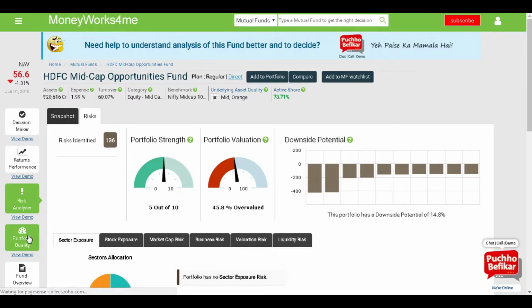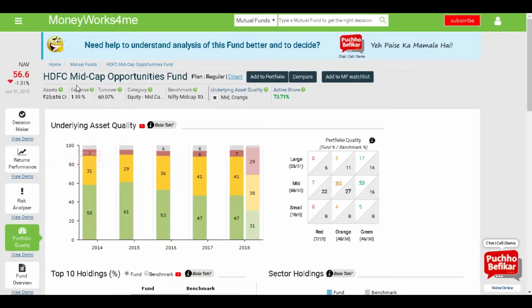Coming to portfolio quality, another important page to check the fund on. On this page, you can see the underlying asset quality over the years, and you can see the composition of stocks in terms of green, orange and red, and compare it with the index. Obviously the index has got a lot more red stocks than the fund. On the right hand side, you'll see the cap versus quality matrix, which tells us how the fund's portfolio compares with the benchmark.